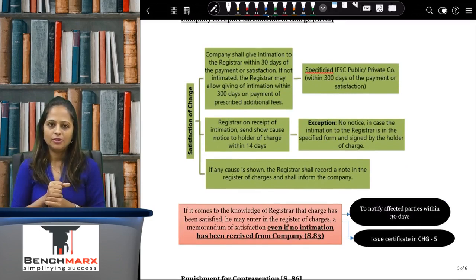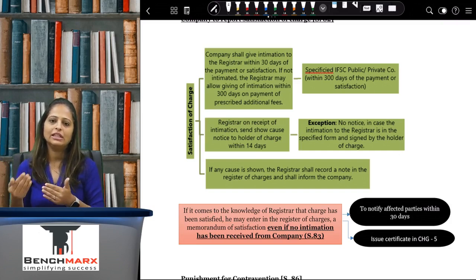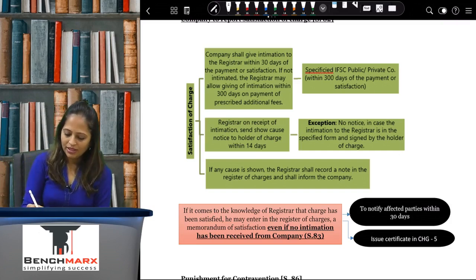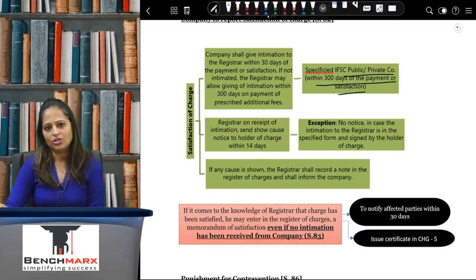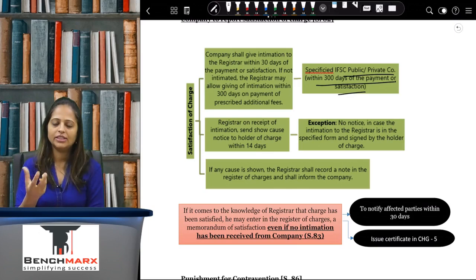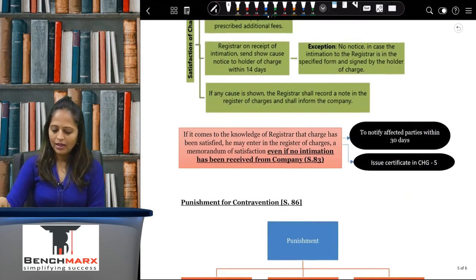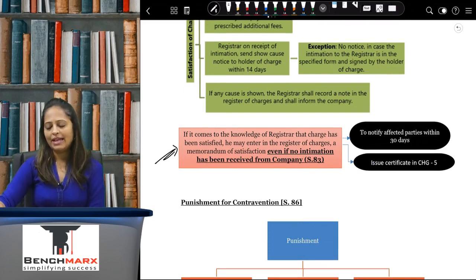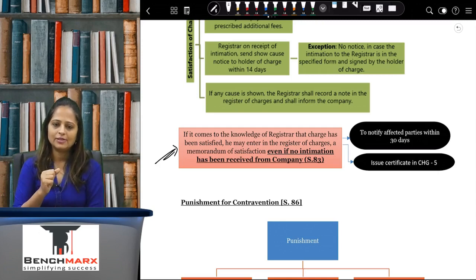If you don't do this within a period of 30 days, which is the time frame within which you have to notify the satisfaction of charge, you get an additional 300 days. For IFSC and public private company, you will get 300 days from the payment of satisfaction of charge for the registration of satisfaction of charge. Now, sometimes both the company and the charge holder will not intimate the ROC, but the ROC will come to know from public information that the charge has been satisfied. In that case, the ROC will send a notice to both of them and give them a 30-day time frame within which they will have to intimate whether the charge has been satisfied or not. Once they intimate that the charge has been satisfied, he will record the satisfaction of charge in his records.